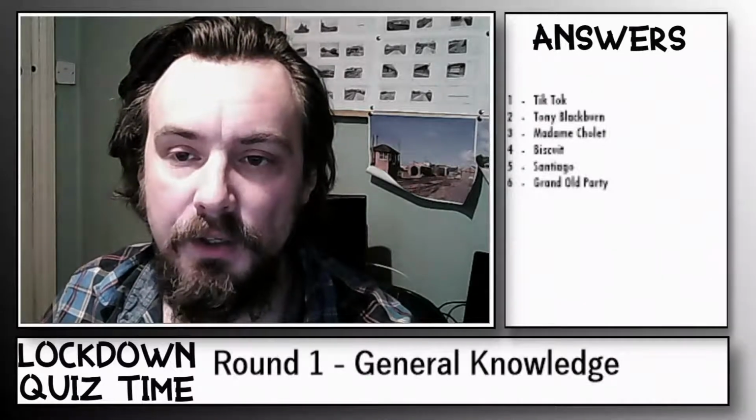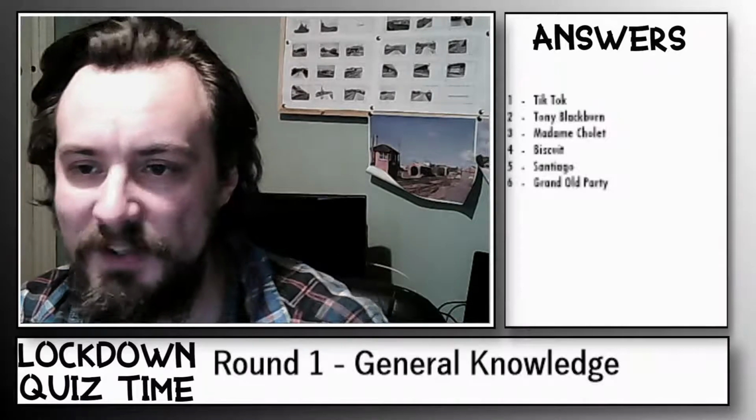Question number 7. Which horse won the Grand National in 2018 and 2019? I had him as the winner in both. I made a lot of money from him. It was Tiger Roll. His trainer, though, is not such a good person. But the answer to question number 7 is Tiger Roll.